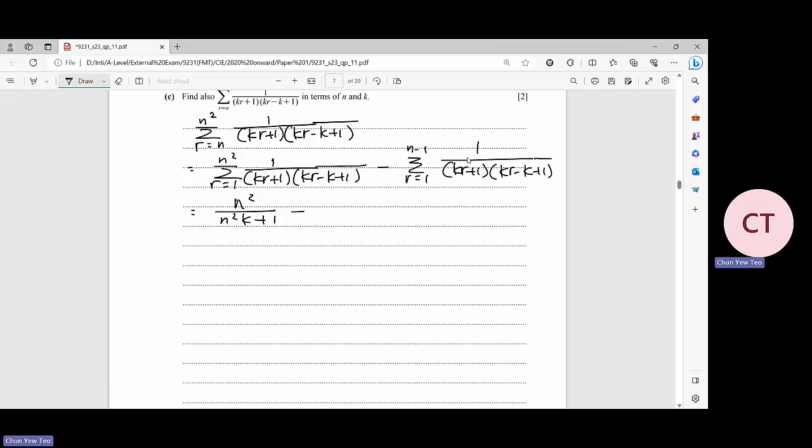Minus, now you want to change the n to become n minus 1. So if you change the n to become n minus 1, then you get this. Just like that. So actually, it's okay to leave it like this. If you refer to the mark scheme, the mark scheme didn't combine them together. So you can leave it like this. That is the answer for part C.